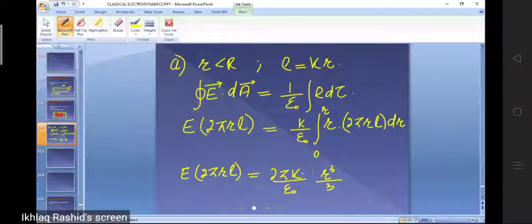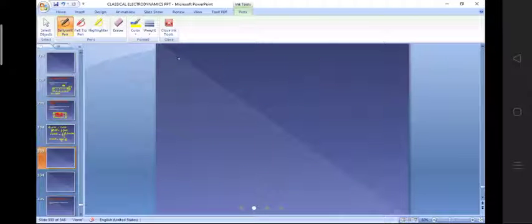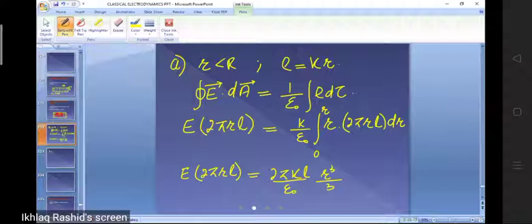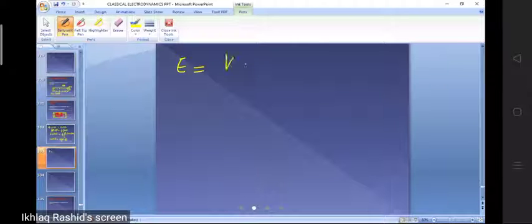Now 2 pi r L is going to cancel with the 2 pi r L. So here we have 2 pi K multiplied by L. Then the integration of r square is r cube divided by 3. So the electrostatic field will be equal to this. So what we are left with is K multiplied by r square divided by 3 epsilon naught.